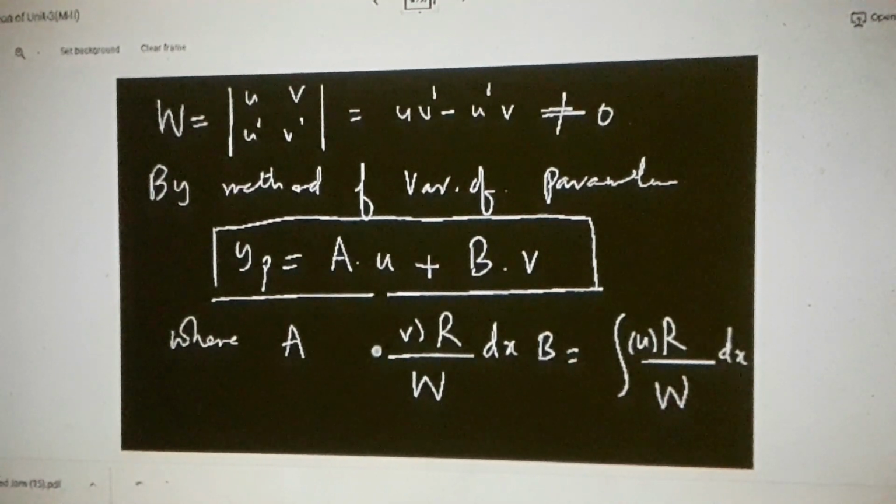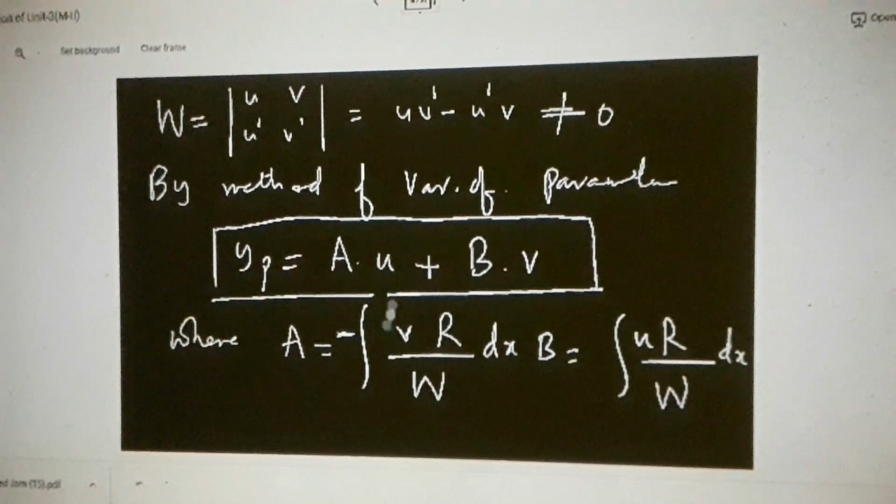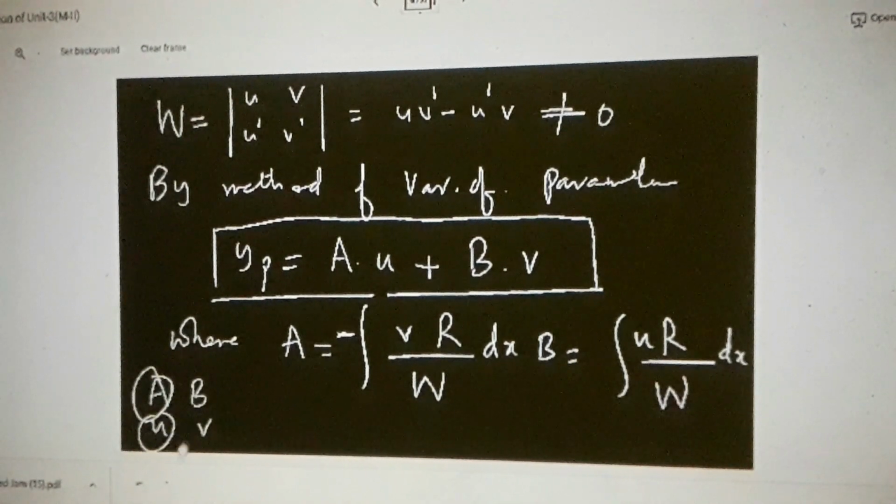So you remember the formulas for this particular a and b. I'll simply write it as u here and minus v here, minus into integral vr. So r by w is available in both. Here a is using minus v, b is using plus u. How do you remember? A and b in alphabetical order, u and v are in alphabetical order. Actually a should come with u, like that you remember.